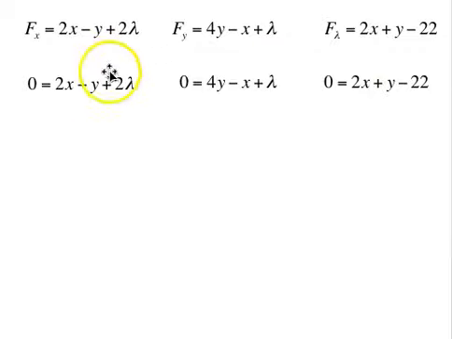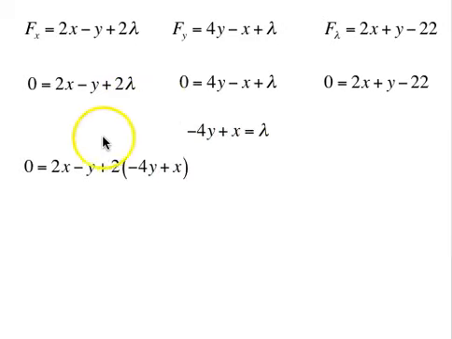I like to solve for lambda in one of these first two, and I think this one will be simpler to solve for since this one has a 2 multiplying by lambda. I think I'm going to solve for the lambda in this middle equation. So adding negative 4y to both sides, adding x to both sides, I get negative 4y plus x is lambda. Then I'm going to substitute negative 4y plus x in for the lambda here.